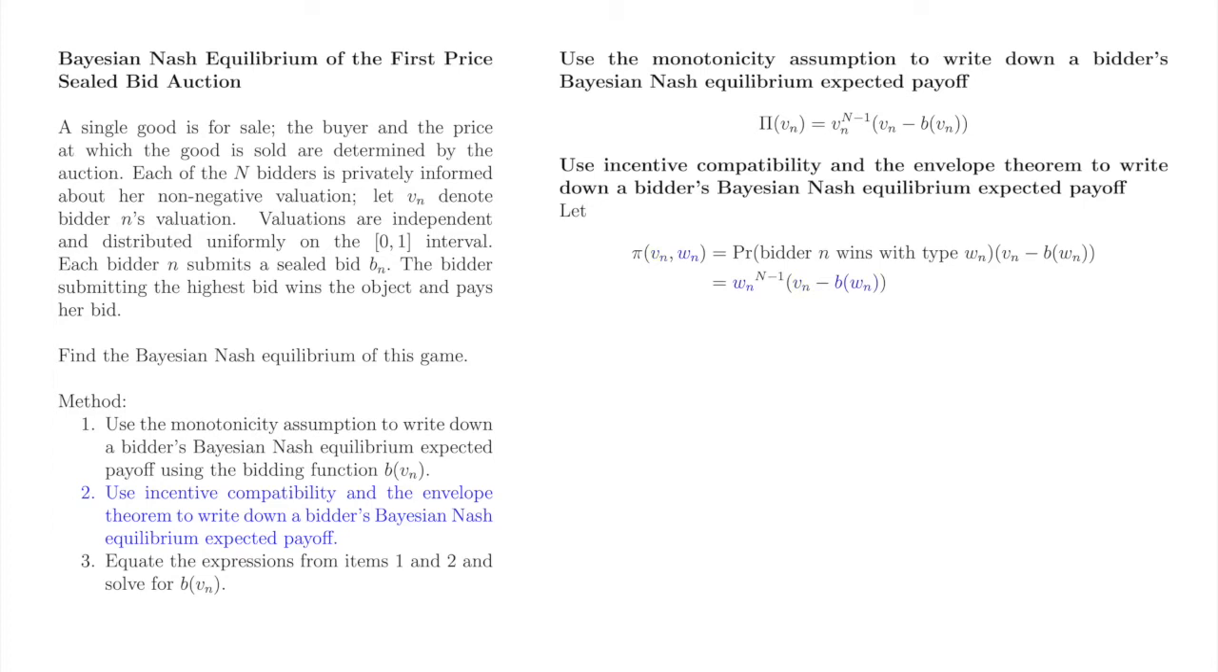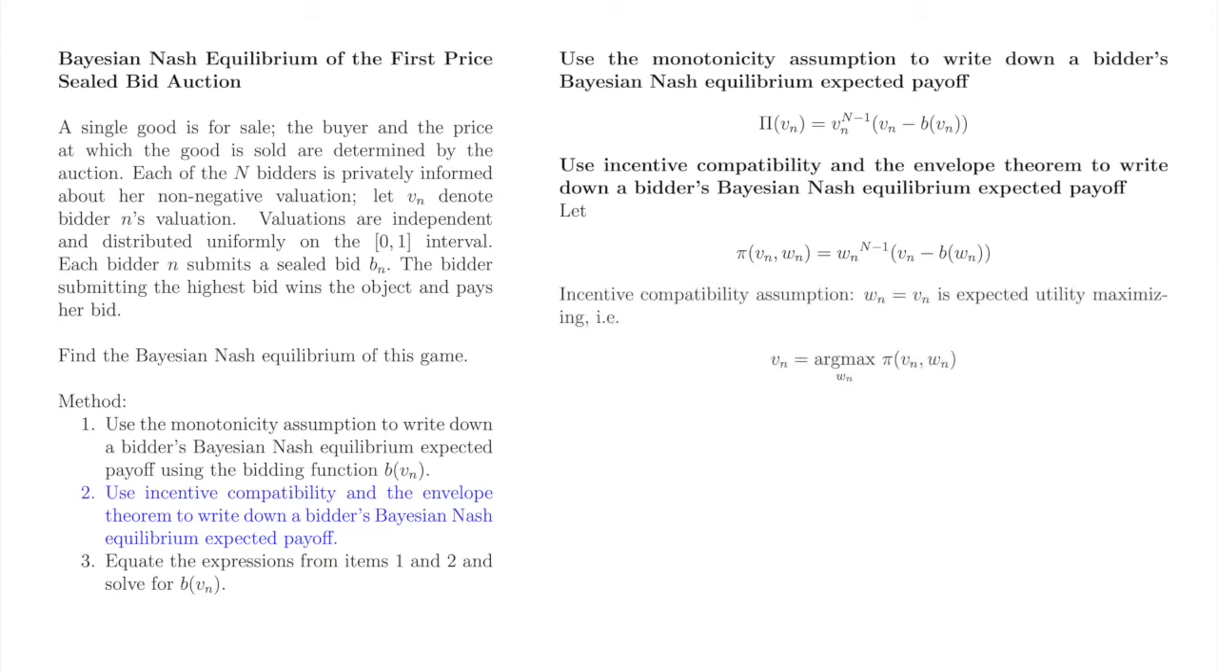What does it mean to represent oneself as type Wn? It means to bid b of Wn, the bid associated to the represented type. Representing oneself as type Wn means to bid b of Wn, and that one wins with probability capital F of Wn to the n-1, written here as Wn^(n-1), since types are uniformly distributed on the 0-1 interval. We could replace Wn with Vn and obtain again the direct utility function from step 1, but that won't help us towards our goal of finding the bidding function.